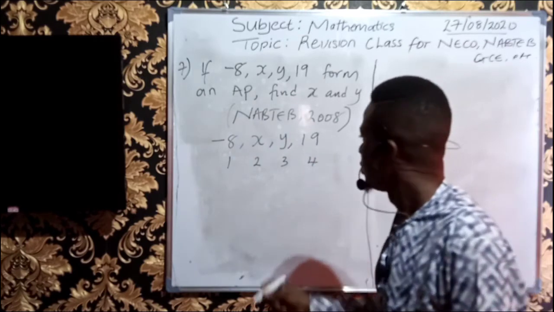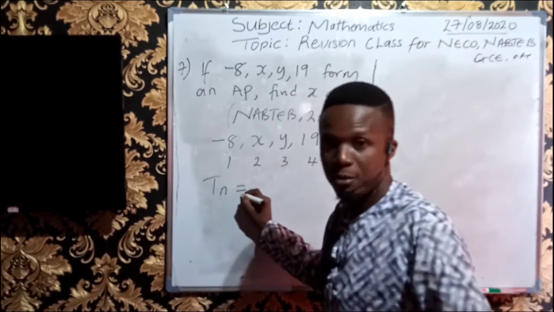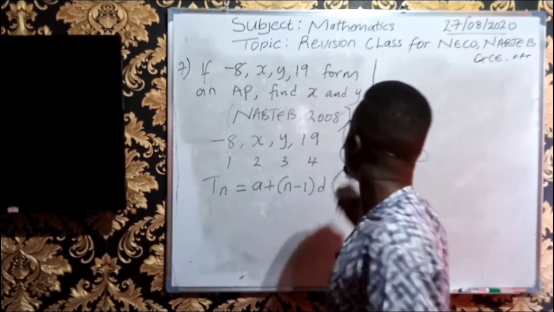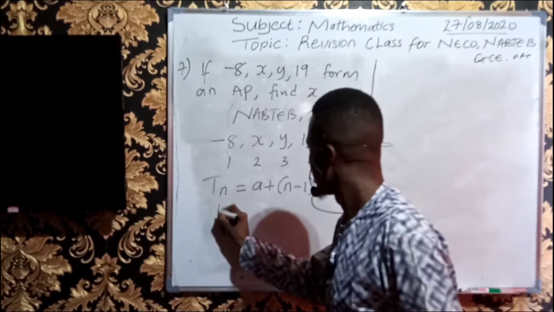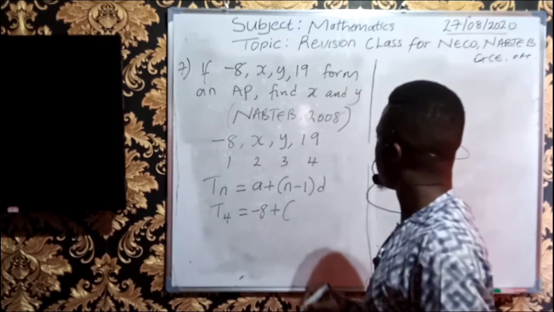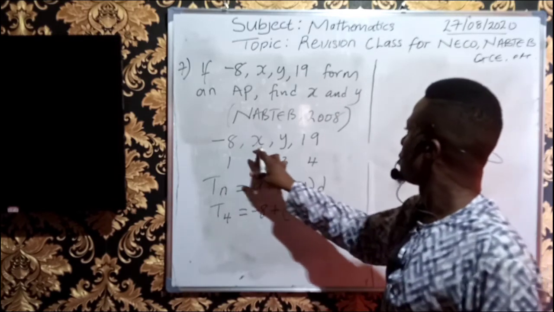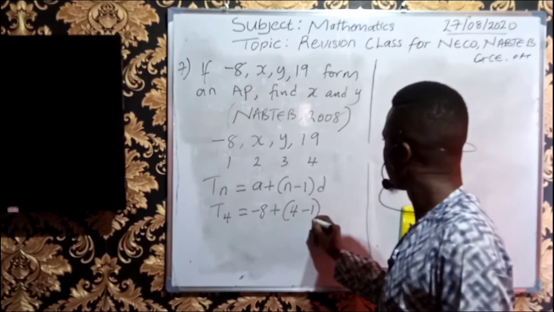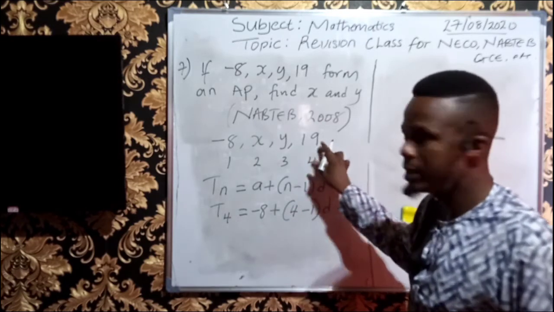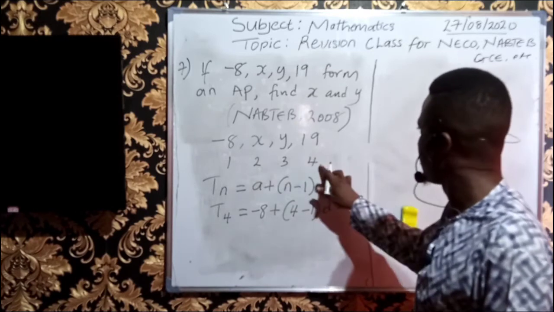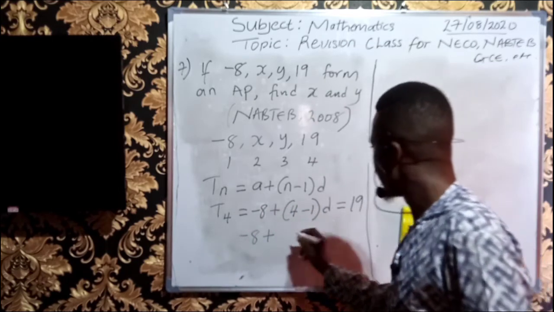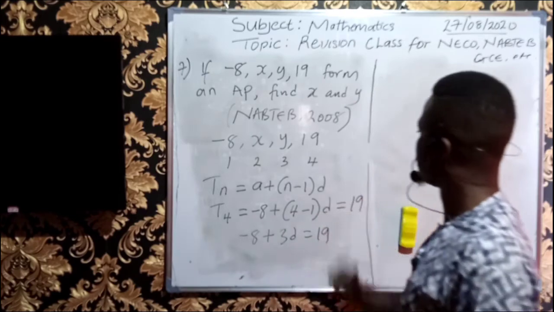You know that Tn, the nth term of any given arithmetic progression, is equal to a plus (n minus 1)d. Therefore, T4 will now be a, which is minus 8, plus n, the number of terms. How many terms? 1, 2, 3, 4. The fourth term, 4 minus 1, times d. I don't know d, but you know that the fourth term is equivalent to 19. So minus 8 plus 4 minus 1, which is 3, times d is 3d, equal to 19.